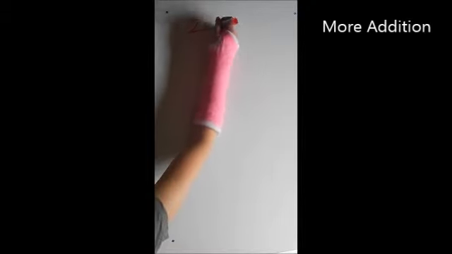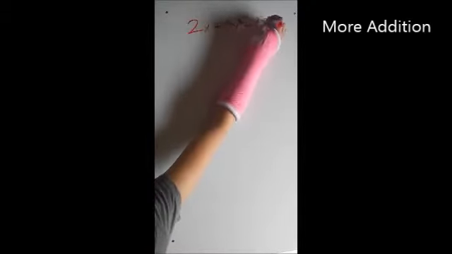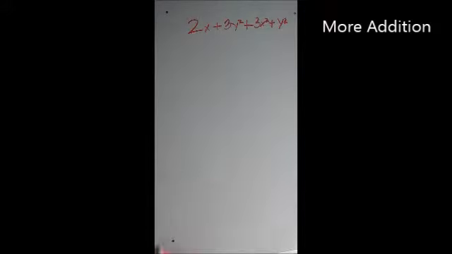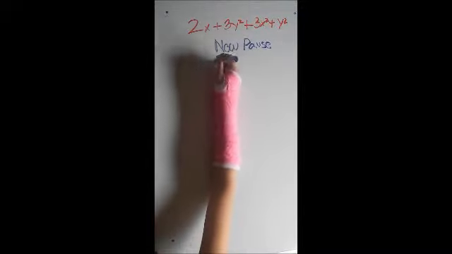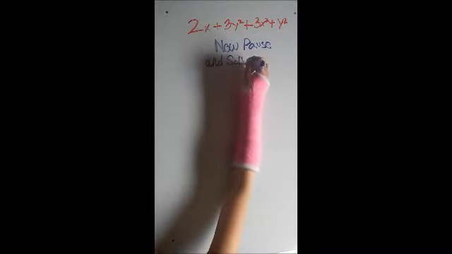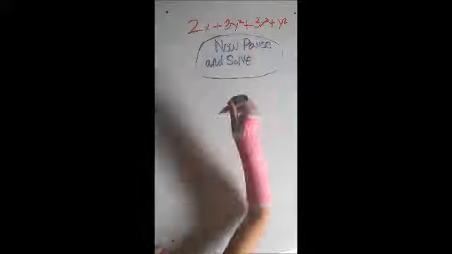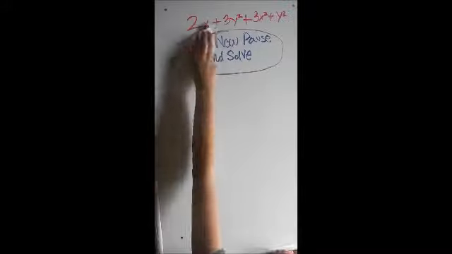Our second addition problem is now coming up. It is 2x plus 3y squared plus 2x squared plus y squared. Please pause and try to solve on your own.